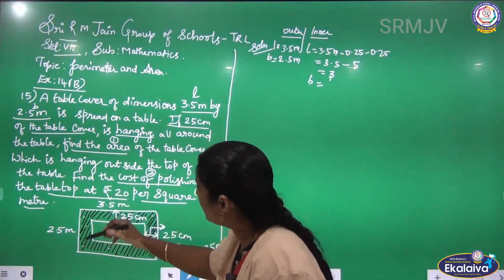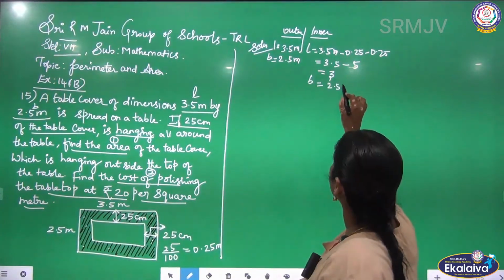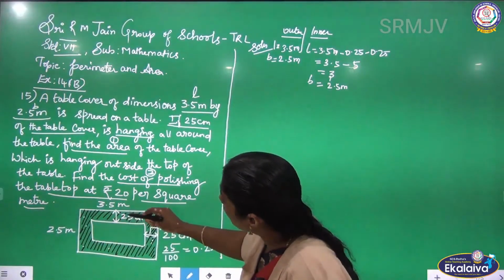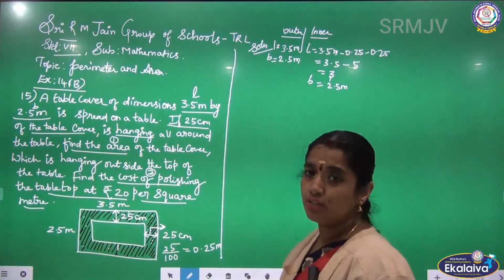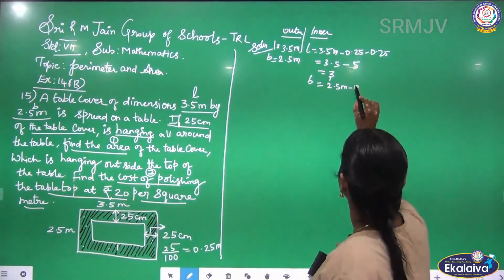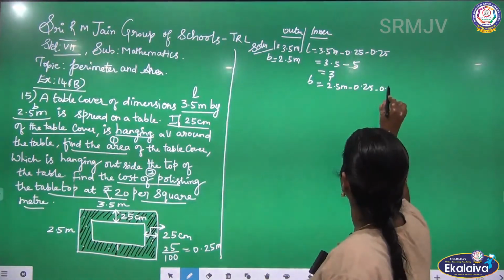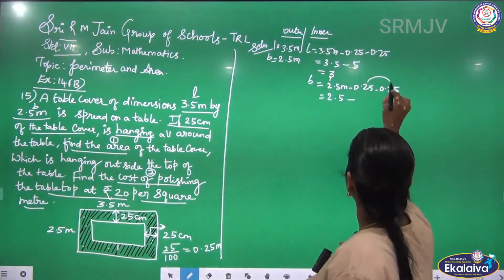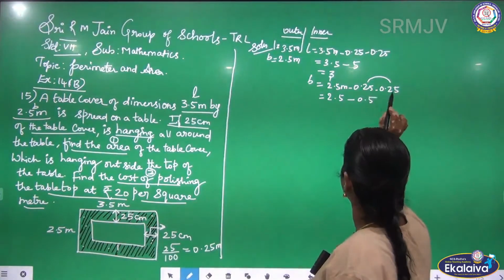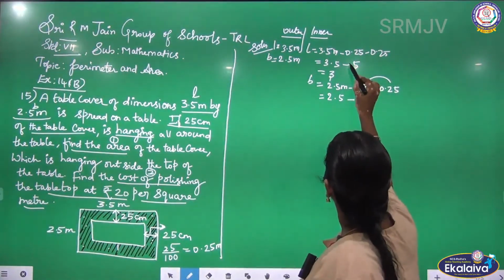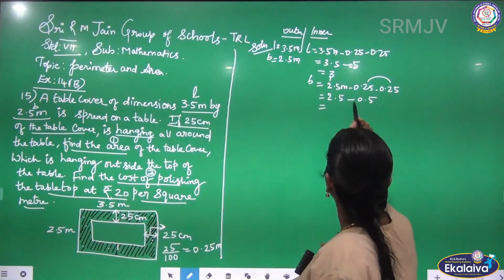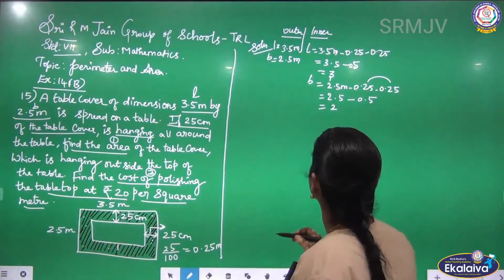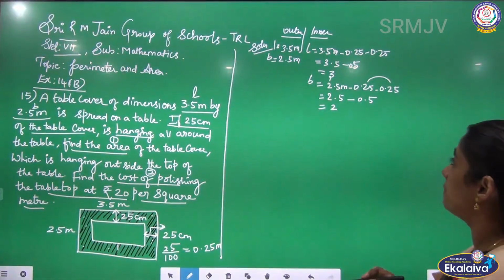Now move for the breadth. See, what is your breadth? 2.5 meter. Listen, children, here also you are going to minus 0.25 as well as minus 0.25. So minus 0.25 minus 0.25, which is what? 0.5. Okay, here 0.5, children. So when I am subtracting this, what is my answer? Breadth 2. 2 is your breadth.